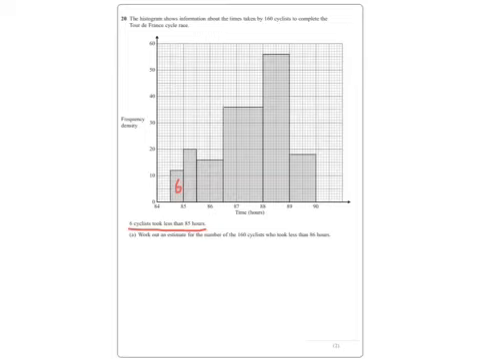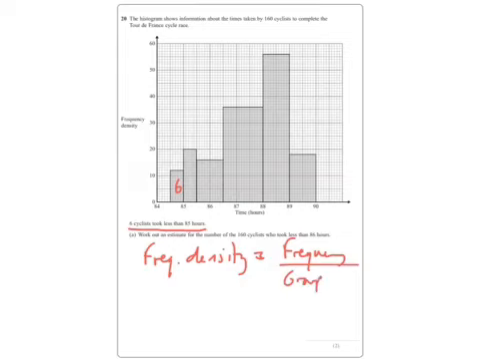So actually, we know that frequency density, which is what histograms use, is the frequency over the group width. Okay, so we know that already. So that shouldn't be news to us. So therefore, we can work out what all of these are.